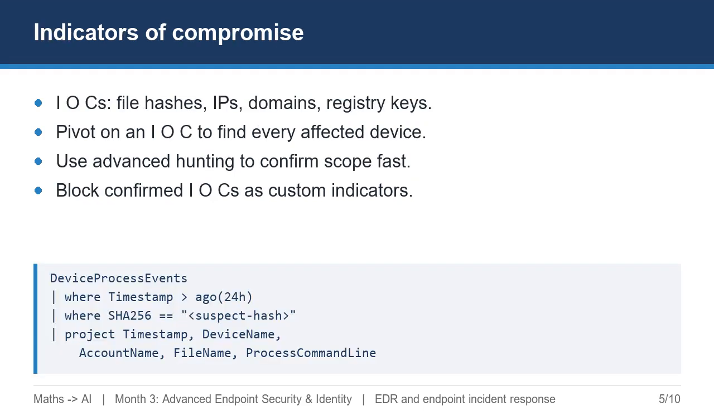Central to triage are indicators of compromise, or IOCs, the fingerprints of an attack. These are file hashes, IP addresses, domains, registry keys. When you find one, you pivot on it, hunt across the whole estate to find every device that has touched the same indicator. A short KQL query in advanced hunting confirms the scope in seconds. Once you've confirmed an IOC is bad, you can block it as a custom indicator so it's stopped everywhere automatically.